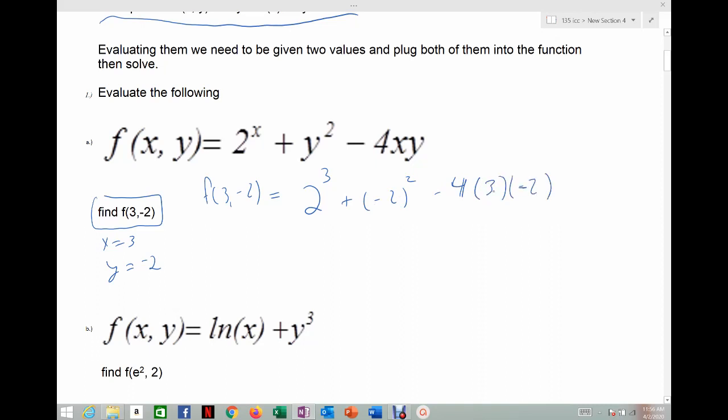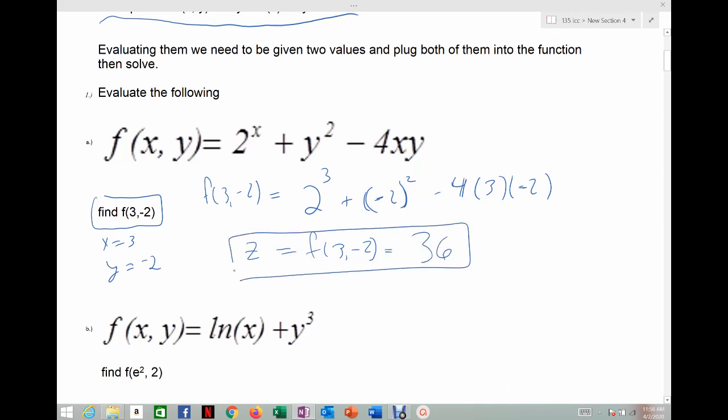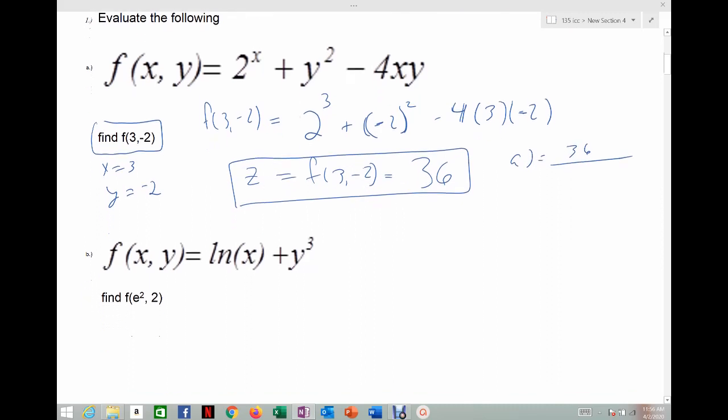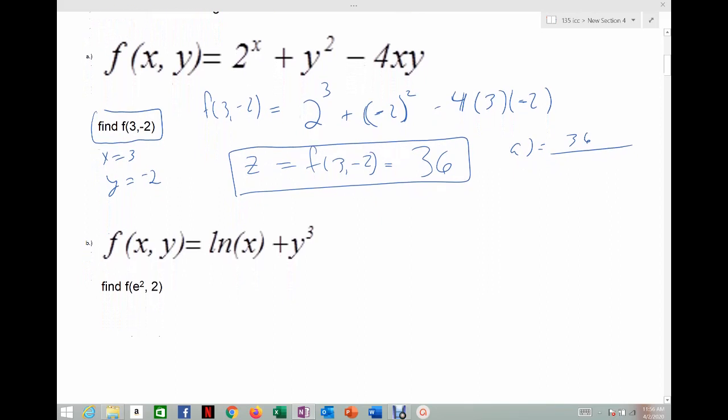Make sure you're careful with the negative, especially here. It's the negative squared, so it comes out positive. If you don't put parentheses, it won't come out positive, it'll come out negative. So when we simplify that, that gives us our third variable, z, or our function value, which comes out 36. So the answer to the first one, answer to A, is 36. That's its evaluation at the point 3, negative 2.